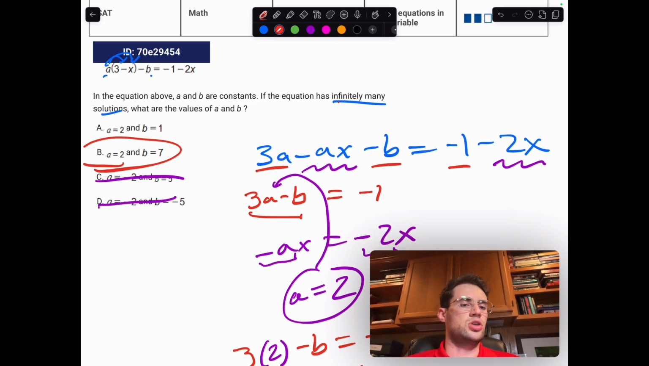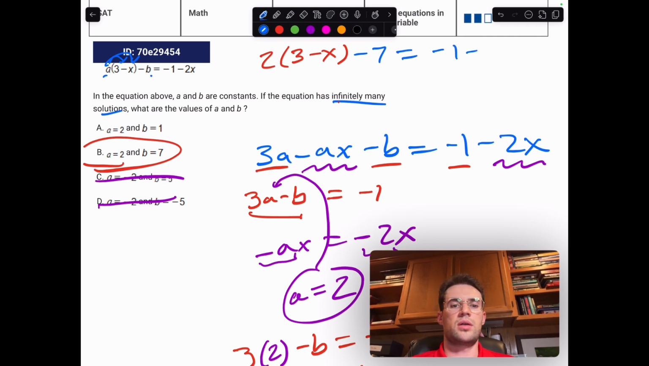So plug in 2 for a, so 2 times 3 minus x, and then plug in 7 for b, minus 7, is equal to negative 1 minus 2x. And let's see, distribute the 2. 2 times 3 is 6.